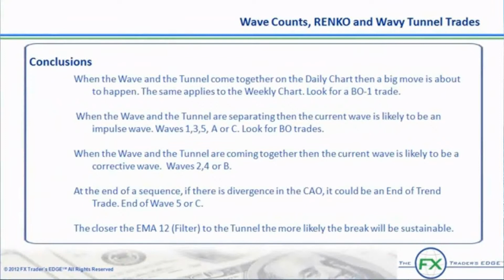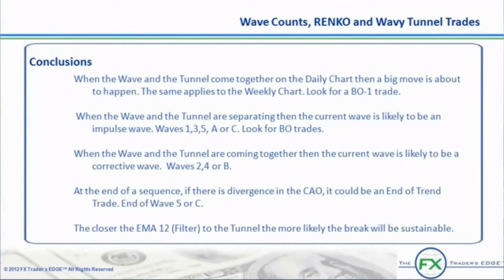Wave counts, Renko charts, and wavy tunnel trades. Conclusions. When the wave and the tunnel come together on the daily chart, then a big move is about to happen. The same applies to the weekly chart. Look for a breakout 1 trade. When the wave and the tunnel are separating, then the current wave is likely to be an impulse wave: waves 1, 3, 5, A or C. Look for breakout trades. When the wave and the tunnel are coming together, then the current wave is likely to be a corrective wave: waves 2, 4, or B.